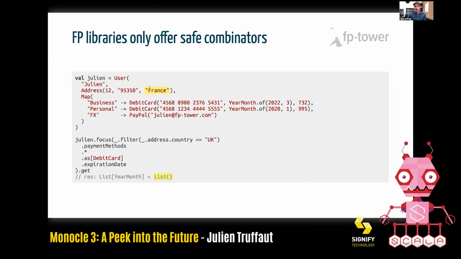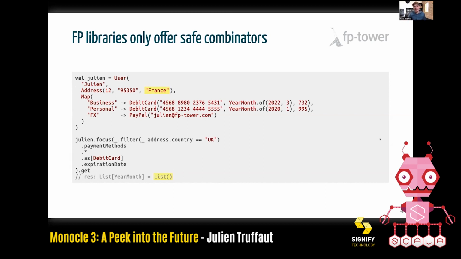Now, if we change the country, so this user now lives in France, and he has exactly the same debit cards and payment methods, the list is empty because this predicate is not valid anymore. This user doesn't live in the UK. So it's quite a nice optic, this filter. It would be very nice to offer it to our users.